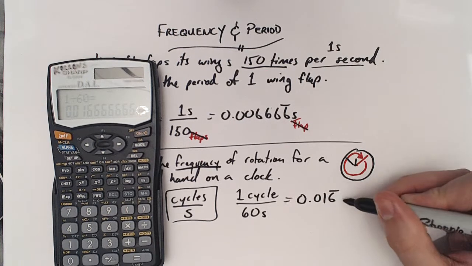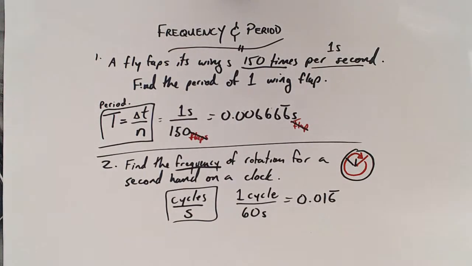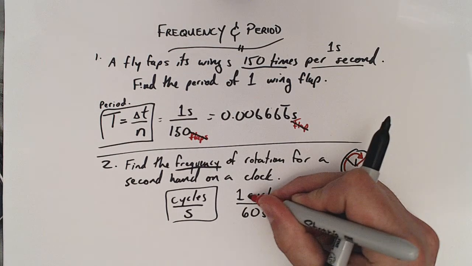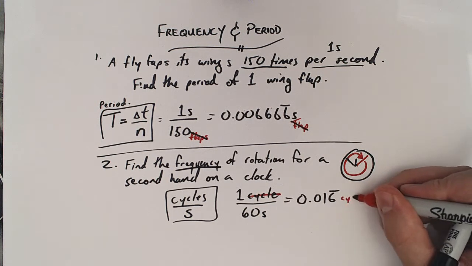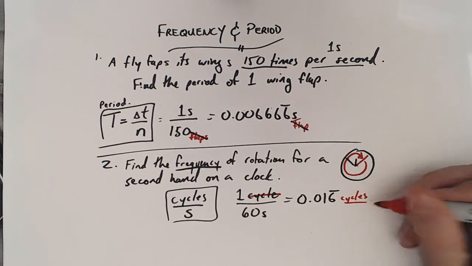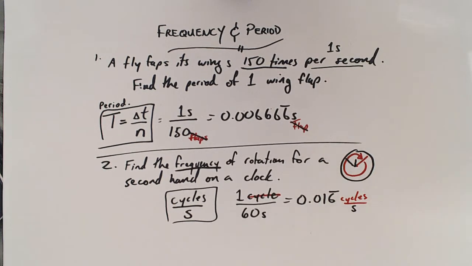0.016 repeated. And again, I said before flaps isn't a unit. I'm going to cross out cycles. I could pretend that it's cycles per second, but nobody really writes it that way.